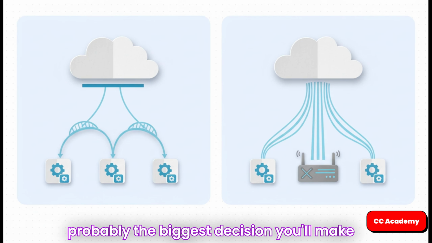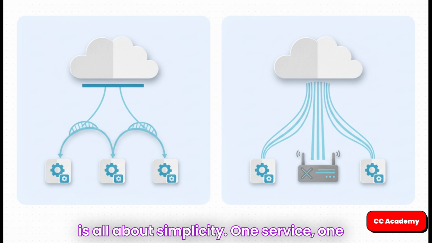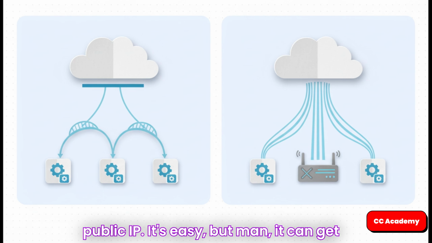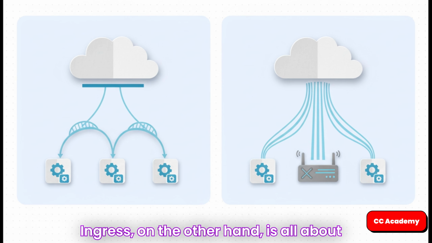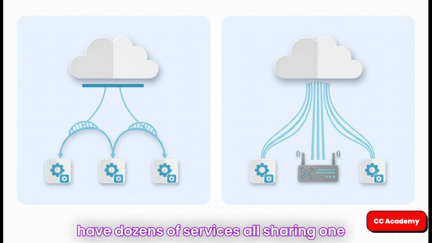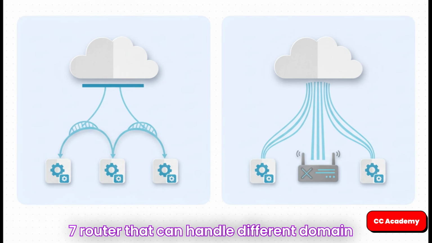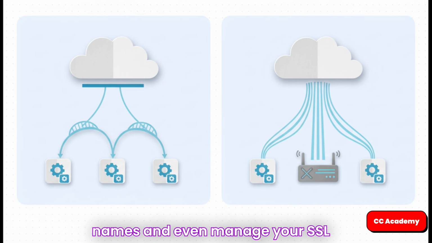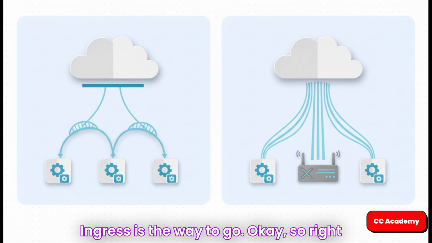So this brings us to probably the biggest decision you'll make when going to production. LoadBalancer is all about simplicity. One service, one public IP. It's easy, but man, it can get expensive if you have a lot of services. Ingress, on the other hand, is all about flexibility and saving money. You can have dozens of services all sharing one single entry point. It's that smart Layer 7 router that can handle different domain names and even manage your SSL certificates. For most complex apps, Ingress is the way to go.